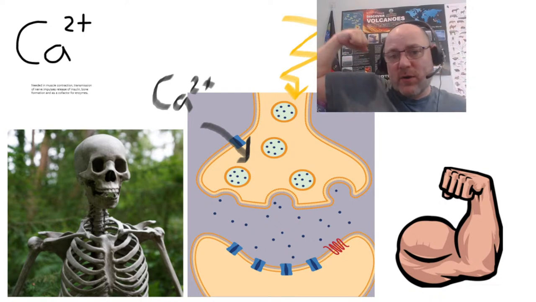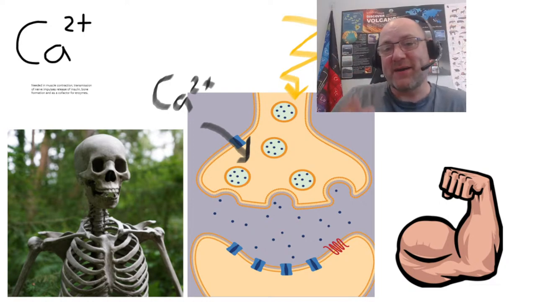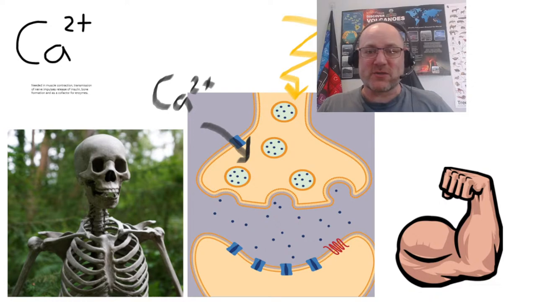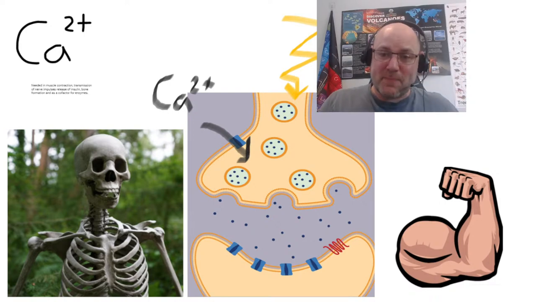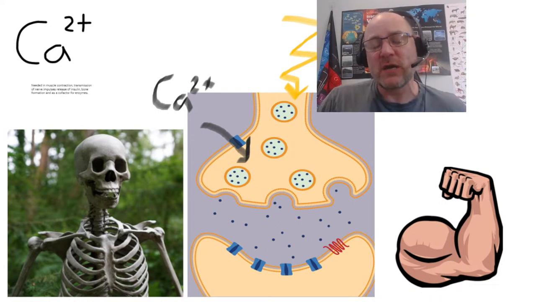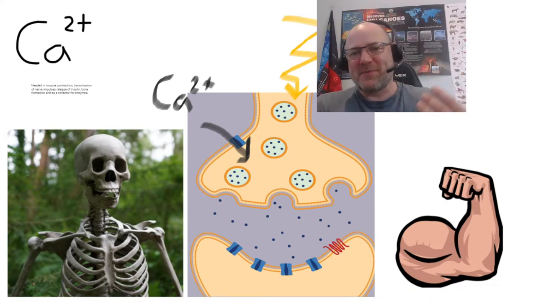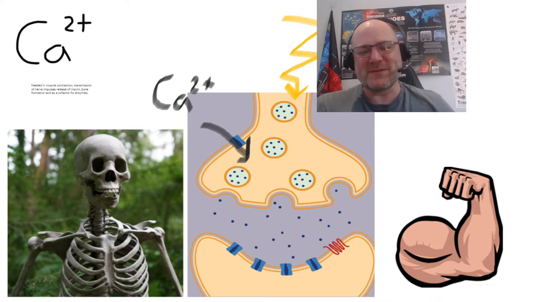And why have I got someone doing a bicep shot? Well, because calcium ions are also involved in muscle contraction. They help stimulate the formation of ATP. And remember, we said we need ATP to squeeze our muscles. Calcium ions also help with other parts of muscle contraction as well.